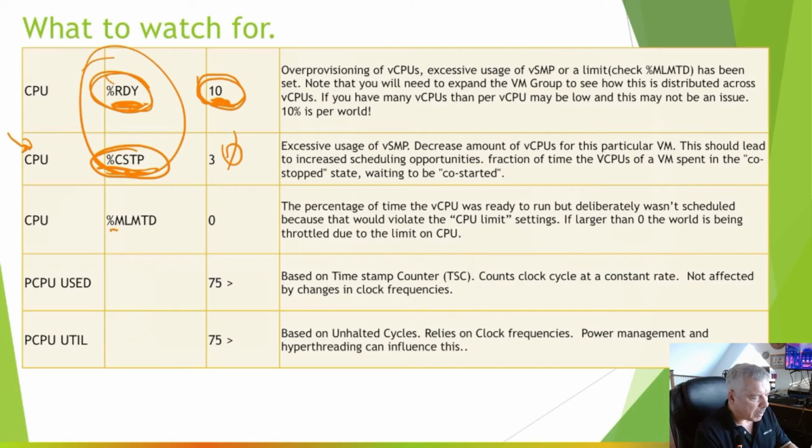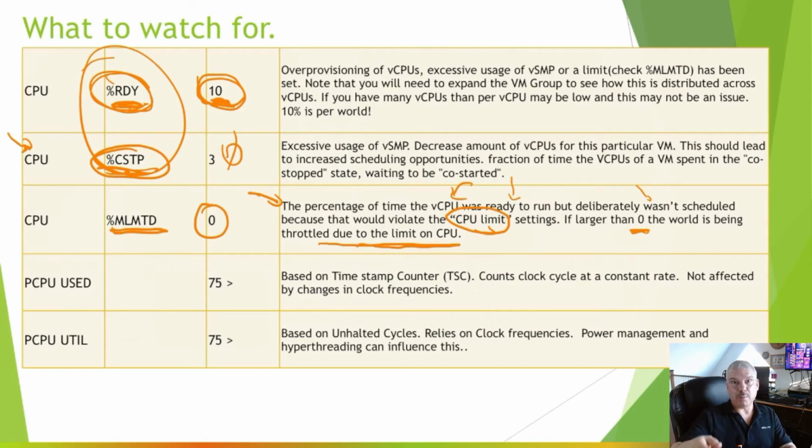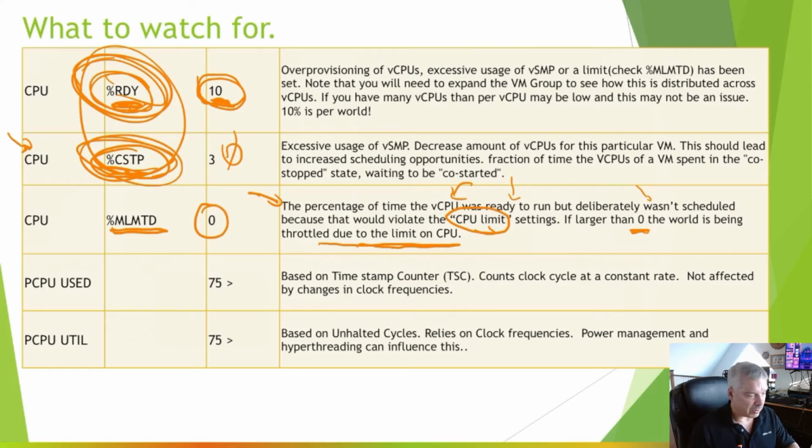Percent memory limited. This is again what you want to watch for 0. It's the percentage of time the virtual CPU was ready to run, but deliberately wasn't scheduled because it would violate a CPU limit. If it's larger than 0, the world is being throttled due to a limit on the CPU. Somebody put a limit on the CPU, and therefore there's a problem. That's going to drive this CPU ready high, and more than likely co-stop, and I'll show you some of those.